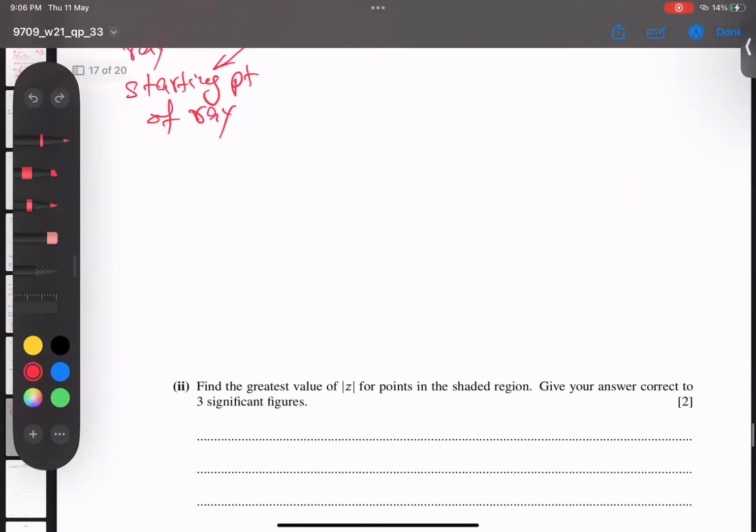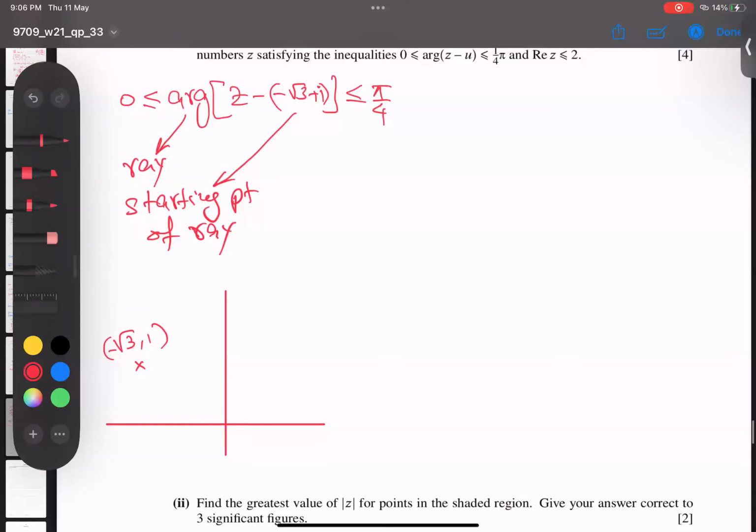If I show you a rough idea, I believe you will understand. So -√3 is somewhere here, -√3 and 1. This is called the starting point of the ray. From here, I will make a rough line. This is the x-axis, representing 0 angle. And what is this angle? 45 degrees. Pi by 4 is 45 degrees, and that is common sense. This is 90 degrees, so where's the 45? Exactly half.